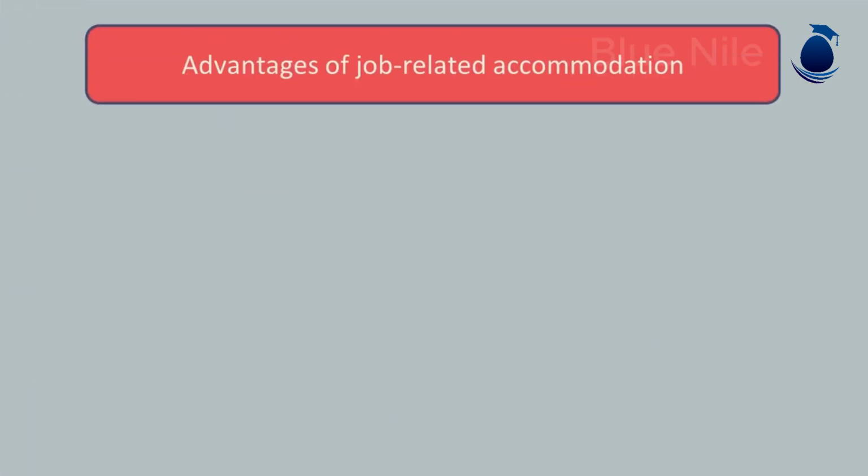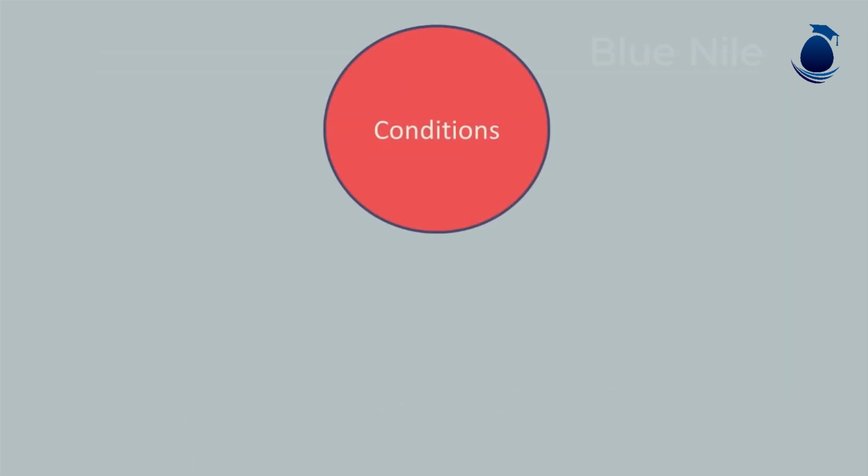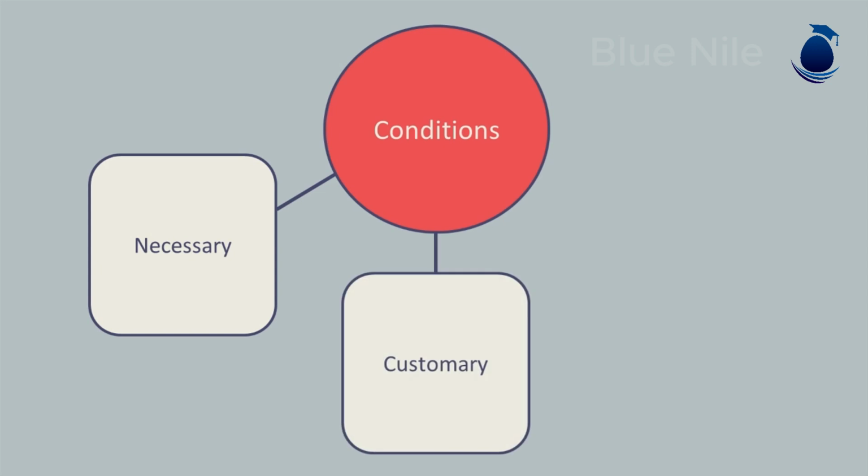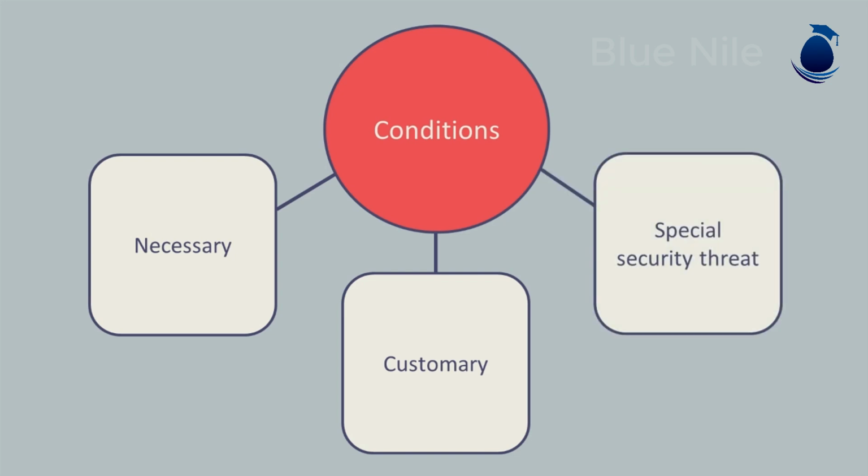There are certain advantages, which we'll look at later in this session, to accommodation qualifying as job-related for tax purposes. However, this will only be the case if certain conditions are met. The tax legislation says the conditions to meet are that it's necessary for the employee to live in a specific property to be able to properly perform their duties, or it's customary within the industry that the employee works for that accommodation to be provided, or the accommodation is necessary as there is some special threat to the personal security of the employee as a result of their employment.